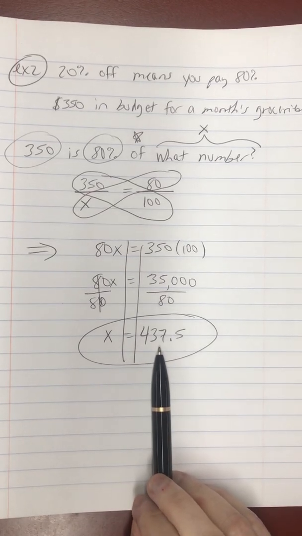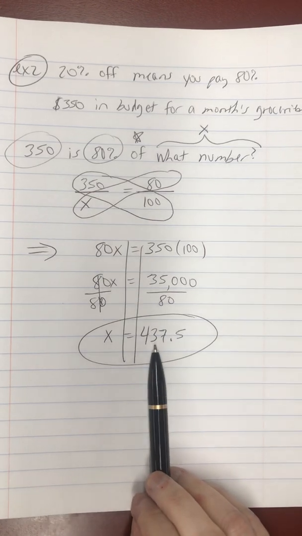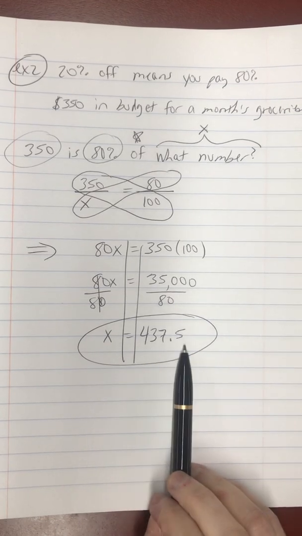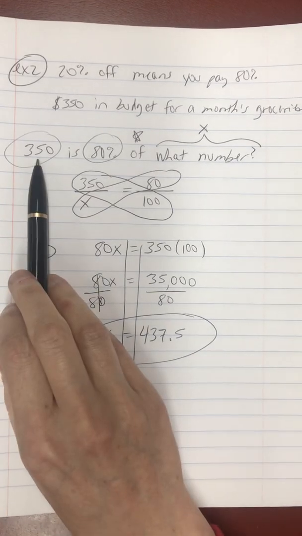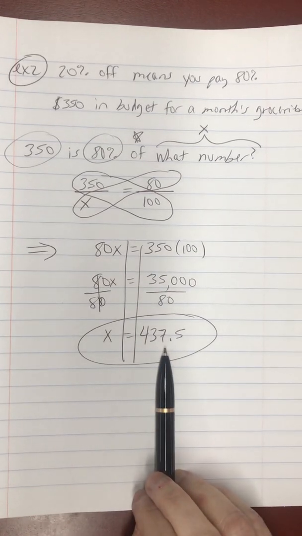If you would have gotten like $4,375, let's say you got $4,375, that makes no sense. That would be too good to be true, right? That you could get $4,375 worth of groceries and only have to pay $350. That's way too good to be true. But this makes sense, and this is actually a real life example.